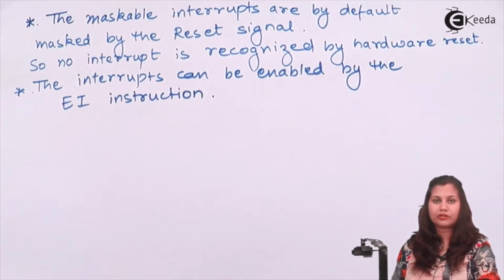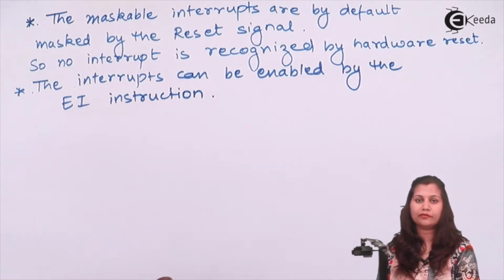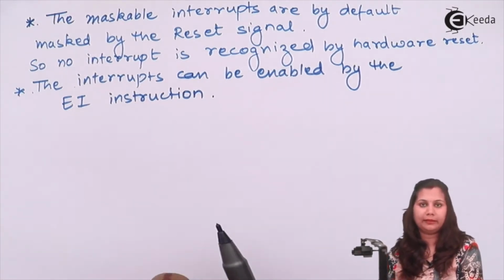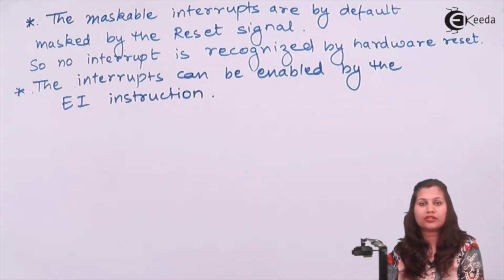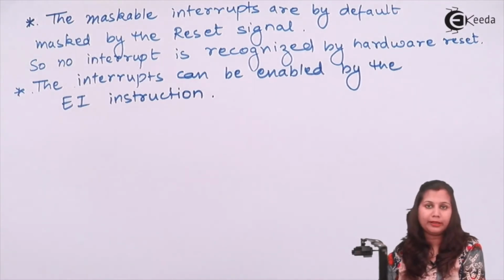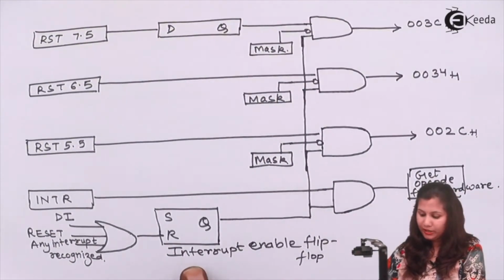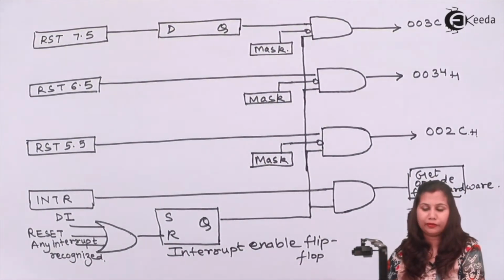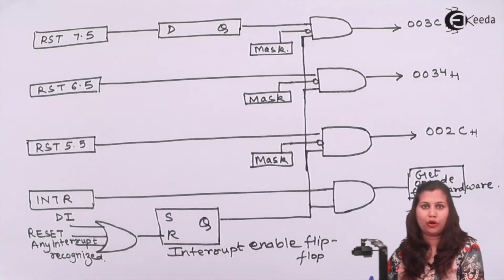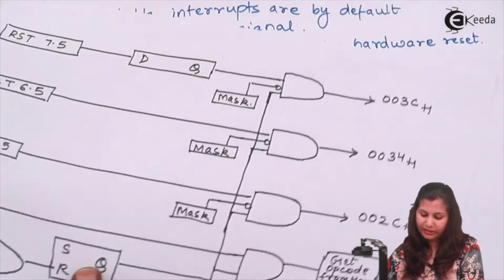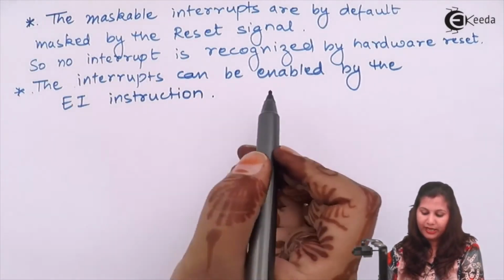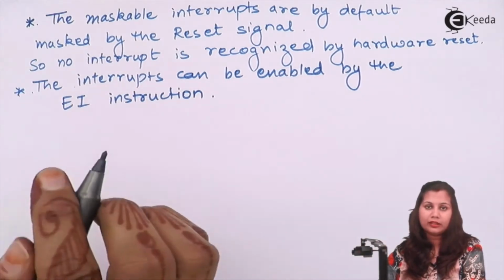We have four instructions related with the interrupts. The first two are the disable interrupt and enable interrupt. These two instructions are used to enable or disable the interrupt enable flip-flop. You can see here we have the interrupt enable flip-flop. So to set or to reset this flip-flop, we have these two instructions. So this instruction EI is used to enable the interrupts.